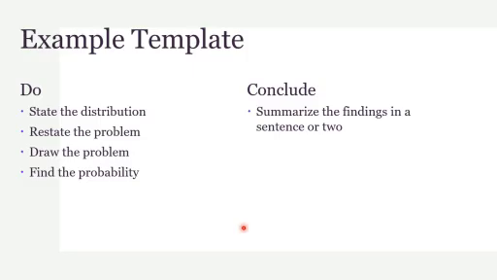Your do: you state your distribution, restate basically the problem you're trying to find, draw the distribution curve with the shading, so you're shading above, below, or the middle, and then find whatever the probability is. Make sure you show what the z value is in this part. Last but not least is your conclude, so you summarize whatever your findings are using a sentence or two. You want to state context, what was told in this problem, what it meant overall.